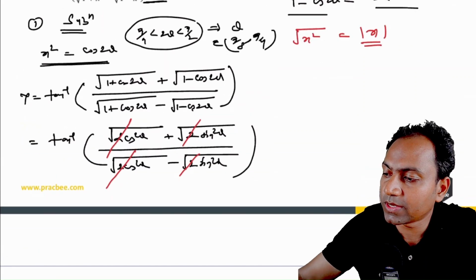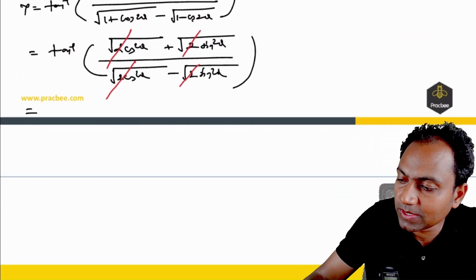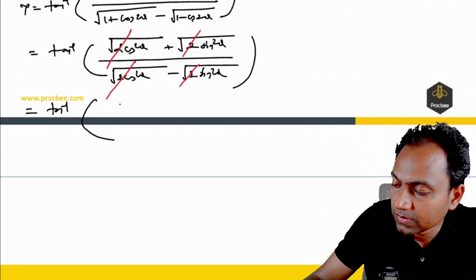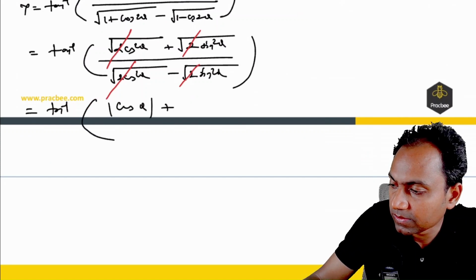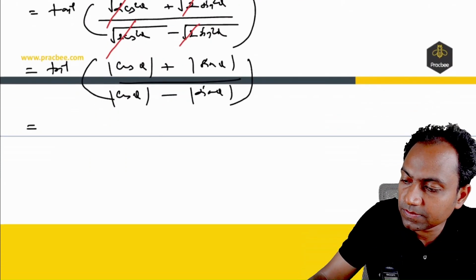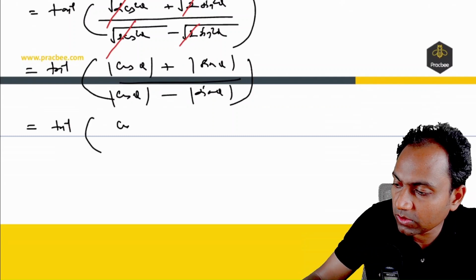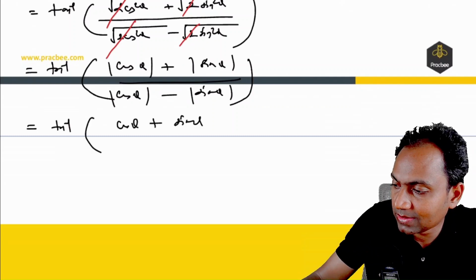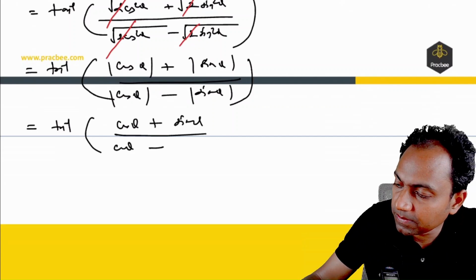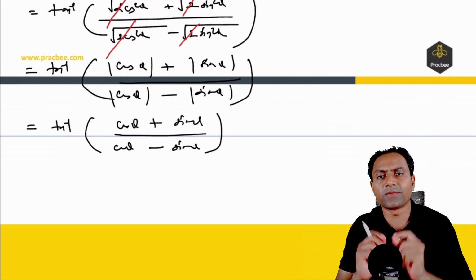Now once I do this, what I can observe is this root of x square will be nothing but mod. So if I do this, this first part can be written as tan inverse of mod of cos theta plus mod of sin theta by mod of cos theta minus mod of sin theta. And in the interval that is given to us, I can remove these mod signs. This will become cos theta plus sin theta by cos theta minus sin theta, because in the interval that is given to us, this mod will open with a positive sign.